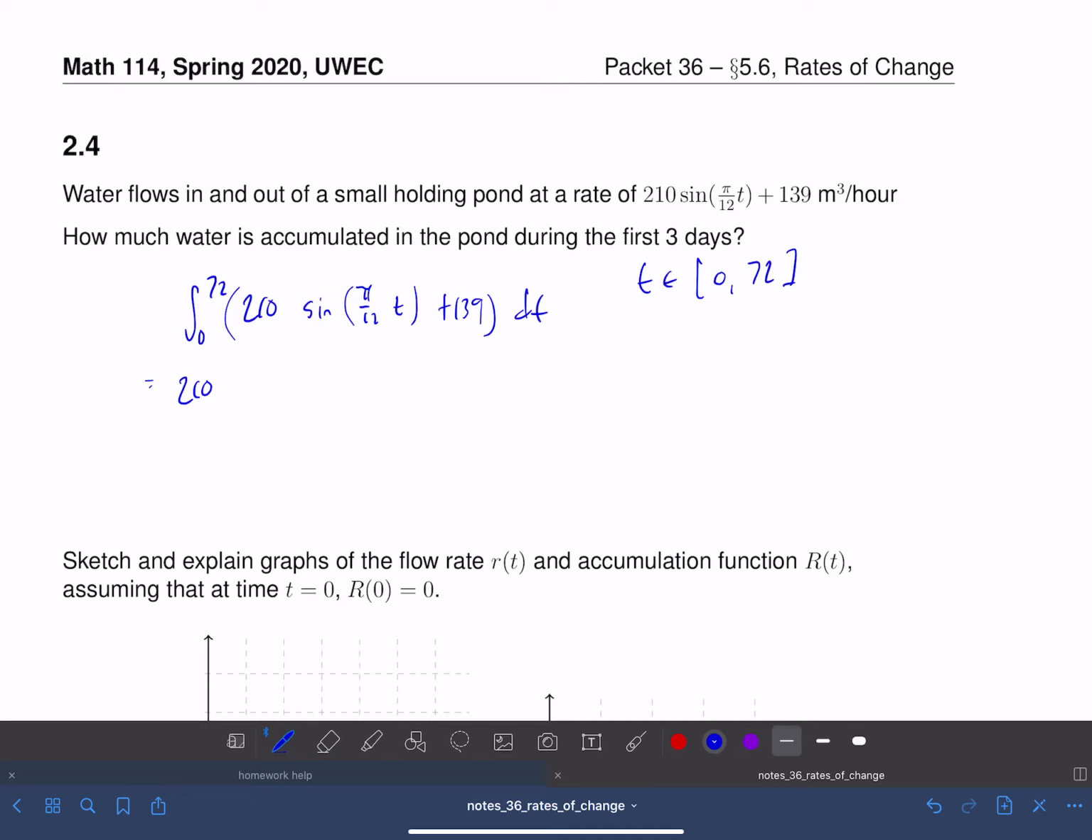So what do I differentiate to get sine with a positive? Minus cosine. And I'm careful to open that paren one that I just did. Otherwise it looks like 210 minus cosine, but it's not. It's 210 times minus cosine. And now I've got to correct for that. So if I were to differentiate this, I better get my original thing back. So I better put a 12 over pi right there, plus.